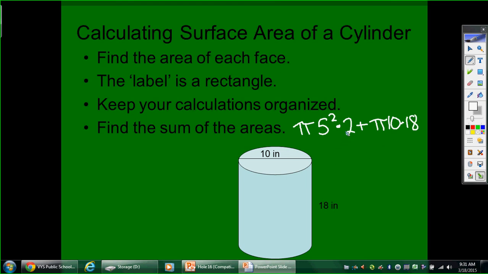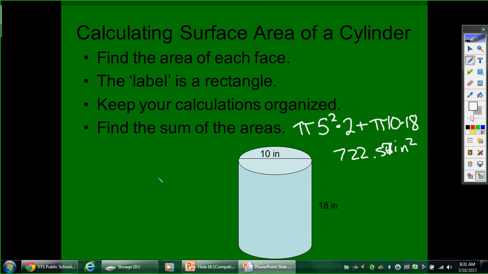And when I do that, pi times 5 squared times 2 plus 10 pi times 18 was 722.56. Sorry, 57 when it's actually rounded. Square inches.